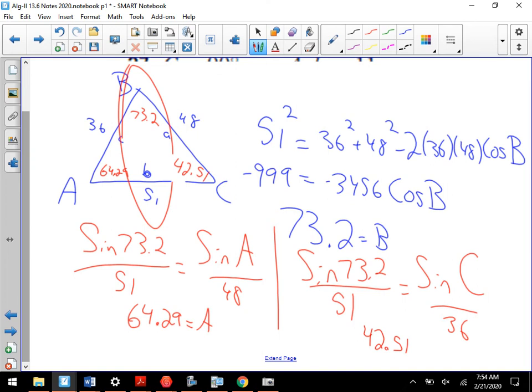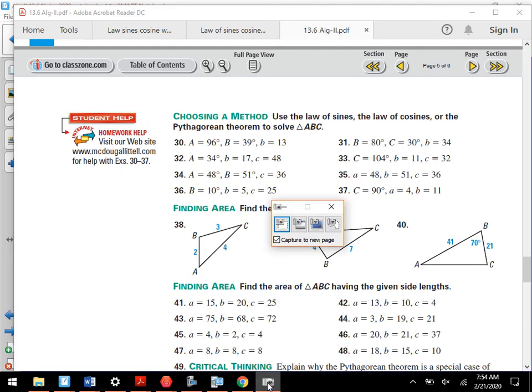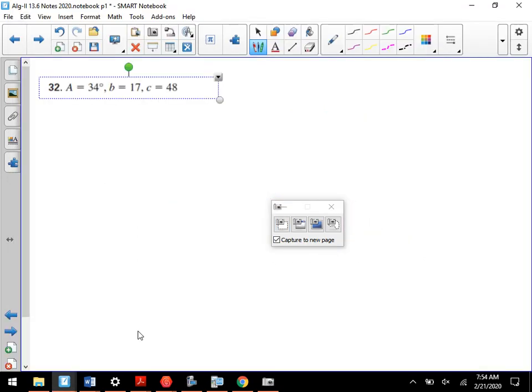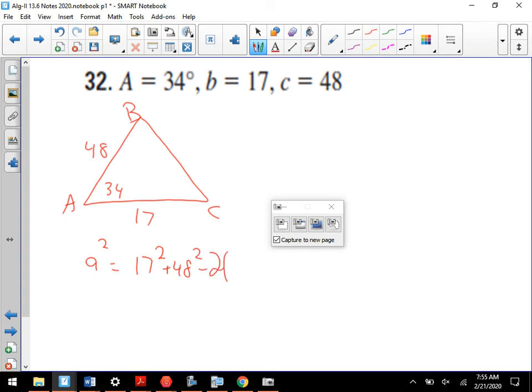Which one? 32? This one looks like you have to do law of cosines again, and you have to find A, and it goes real fast. This one should be quick. So you're going to get A squared is 17 squared plus 48 squared minus 2 times 17 times 48 cosine of 34.